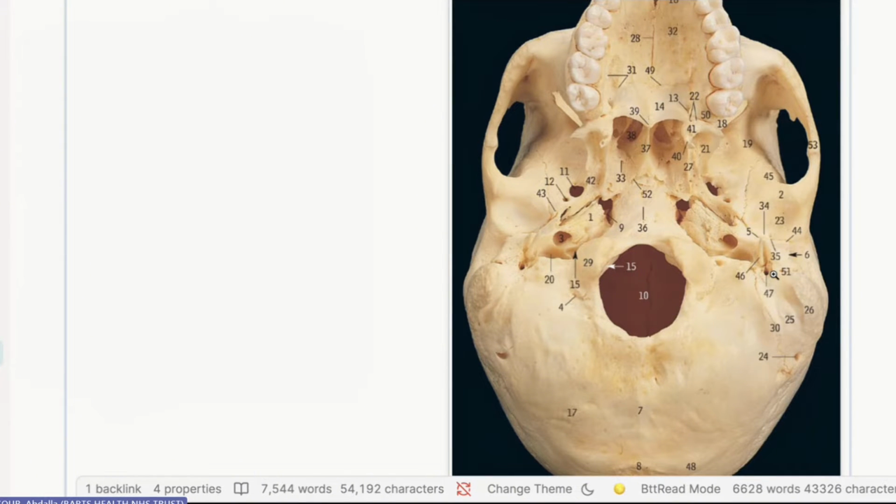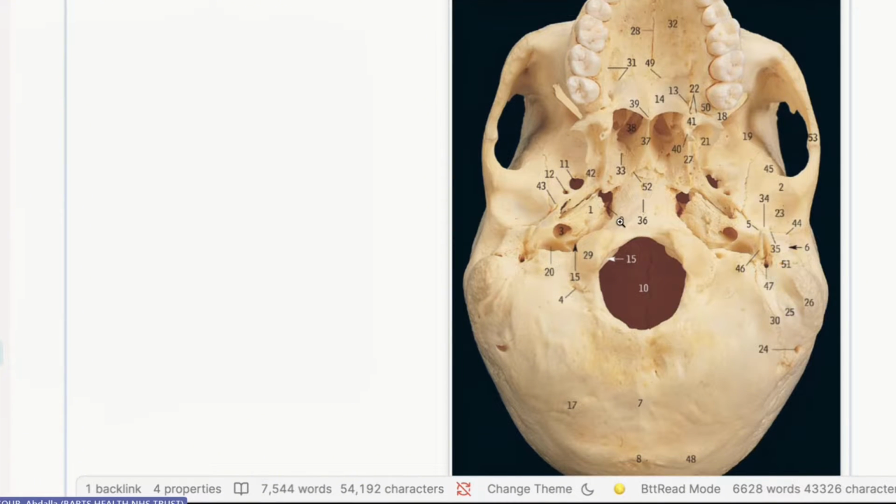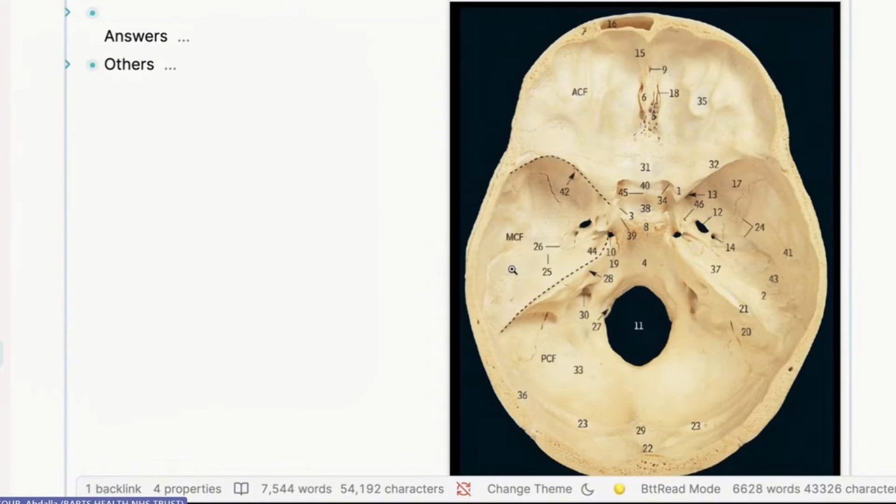But the facial needs to come out. This is one of the branches that will come out of the cranium to the face. But the vestibulocochlear doesn't really come out because it ends in the inner ear, so it doesn't really need to come out. So now the internal surface of the skull.